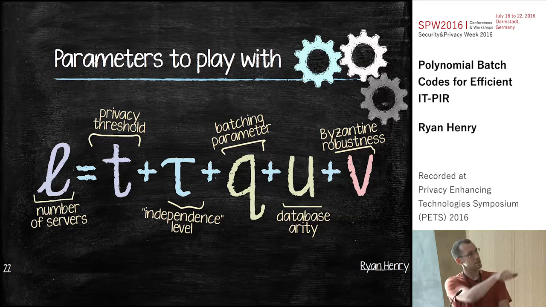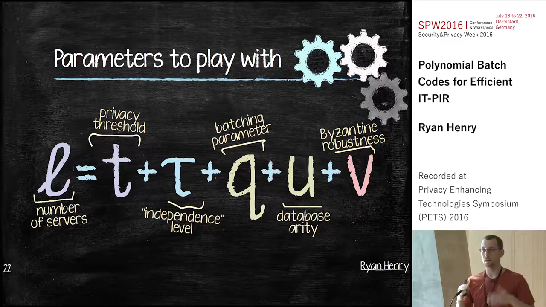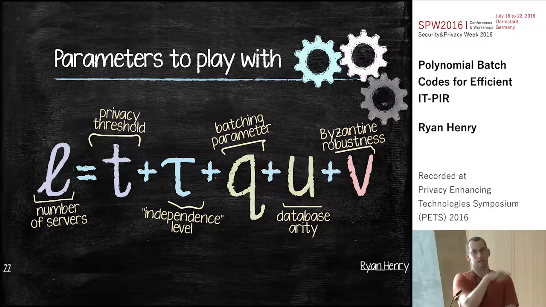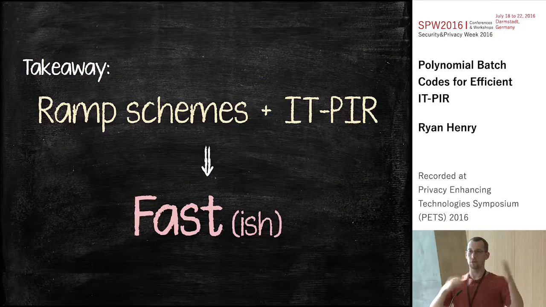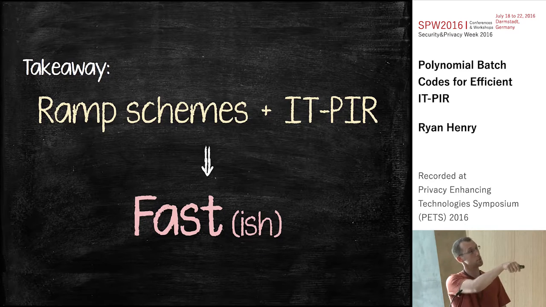And the observation is, we can set Q and U however we want up until V gets down to zero. And so V is the number of malicious servers we can tolerate. So by reducing this number of malicious servers, we can increase those Q and U parameters arbitrarily to whatever level we want. And as long as this equality is satisfied, everything will still work.